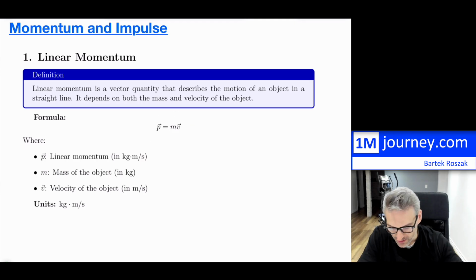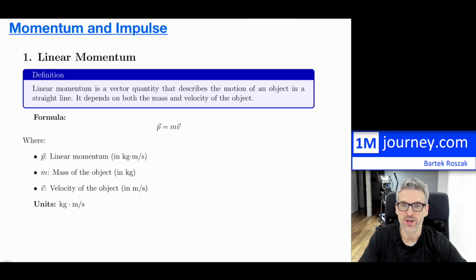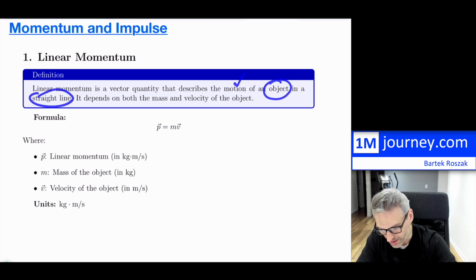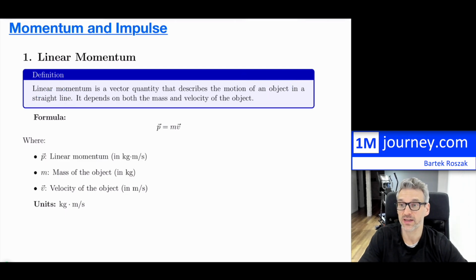And linear momentum is nothing else but simply a vector quantity. So it is a vector, and it is dependent, you'll notice here, on the velocity of the object. So it describes the actual motion of an object in a straight line. So hence the word linear.